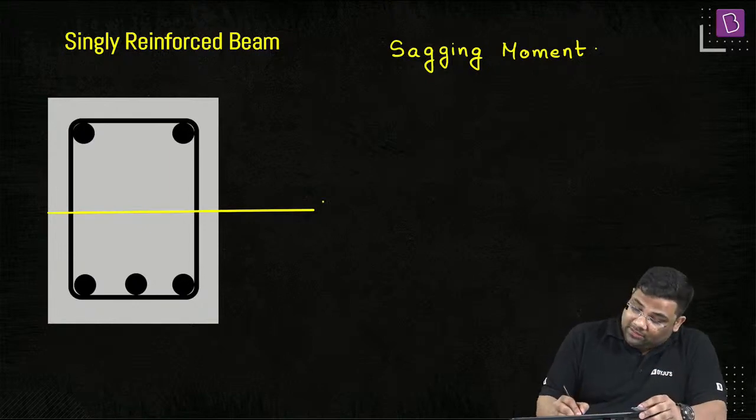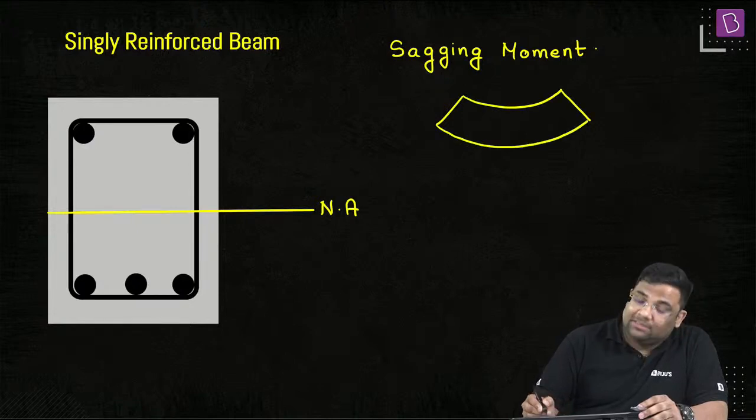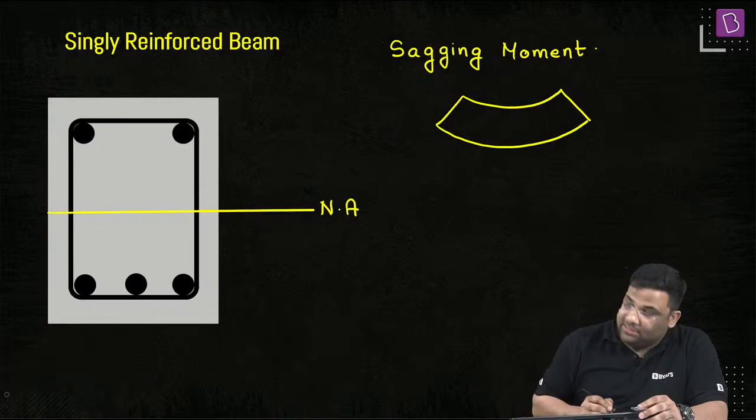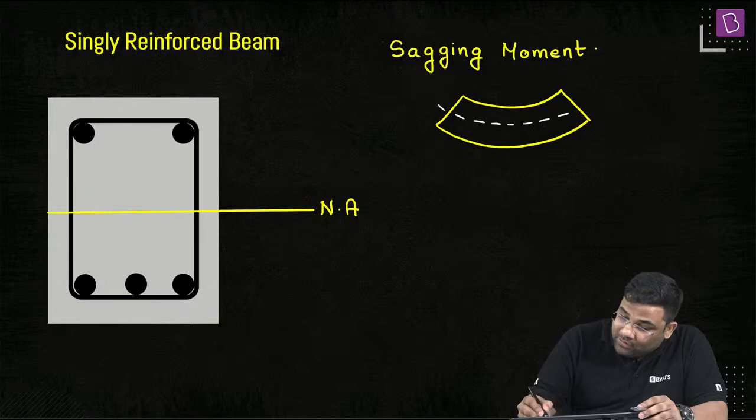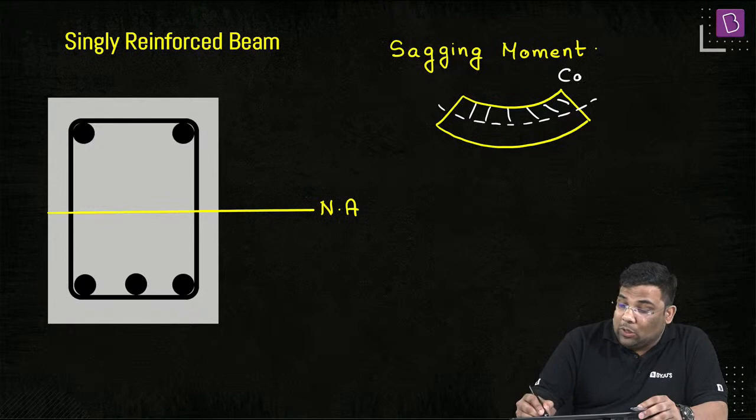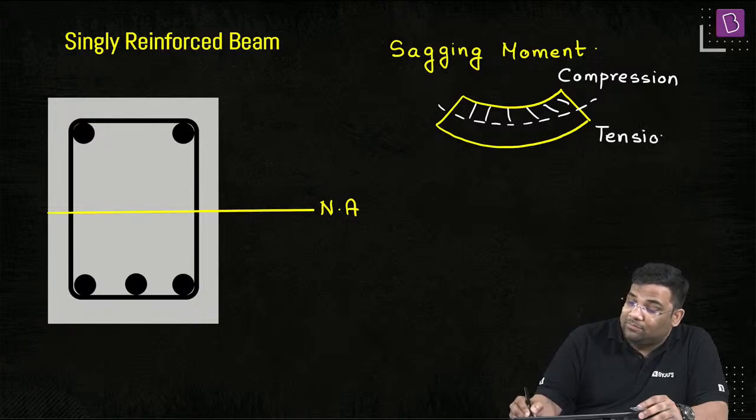So whenever there is bending, above the neutral axis, you see, suppose we have bending of a beam like this, and this is the neutral axis. Above the neutral axis you are seeing compression, and below it we have tension, right?